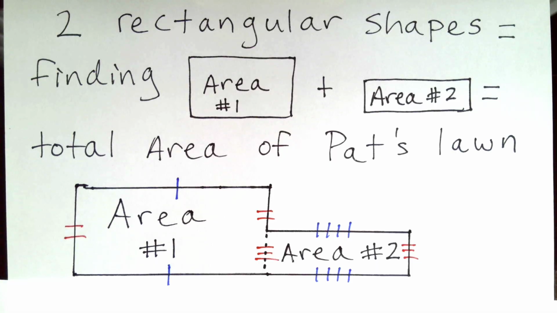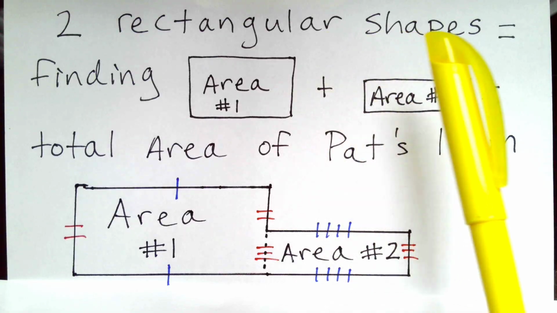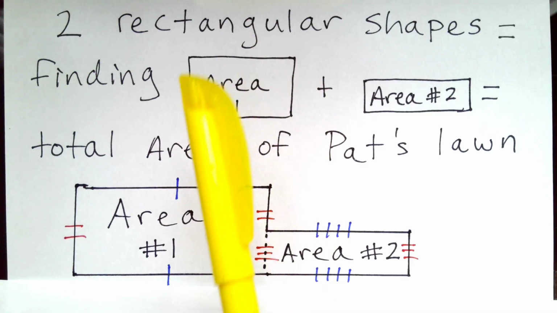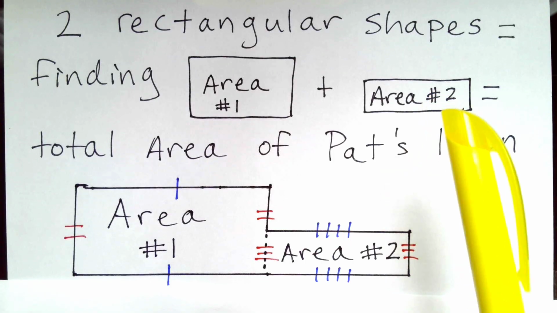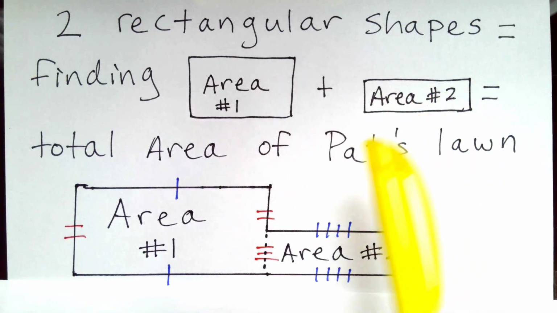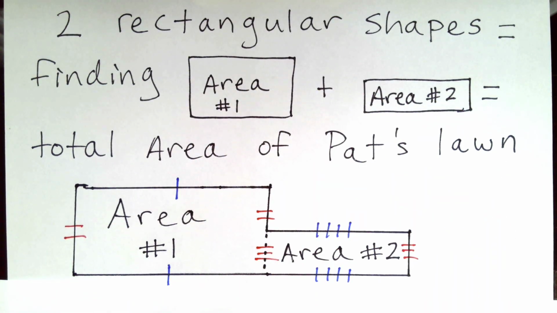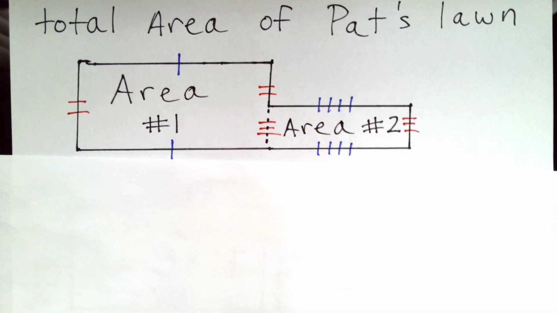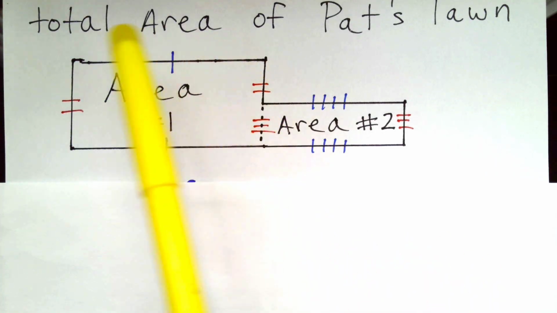We want to review key information. In that shape, Pat's lawn, there are two rectangular shapes. We need to find the area for one, and then add that to the area of the other. Base times height will give you the area of these two shapes. You then add them together, and you will have your total area of Pat's lawn. So there's some key information. Again, I'm going to review with you. I'm not going to assume you've seen my other videos, although I explain this in detail.